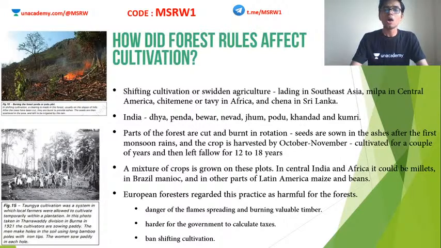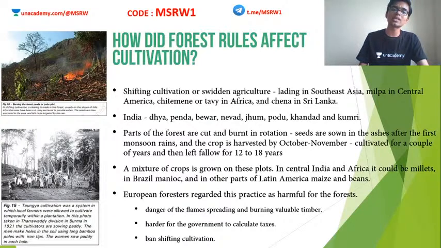Now, how did forest rules affect cultivation? We have understood how it affected the lives of Indian people. Now let's see how it affected the agriculture, the subsistence agriculture that existed in India at that time. You all know that in native Indian society, the predominant method of agriculture was shifting cultivation.